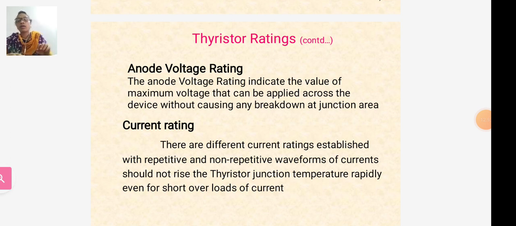So these are the topics in the anode voltage rating. The main ones are the peak working forward blocking voltage, peak repetitive forward blocking voltage, peak surge forward blocking voltage, peak repetitive reverse voltage, peak surge reverse voltage, on state voltage and dV by dt rating. So this is the anode voltage rating. Next we go for current ratings.